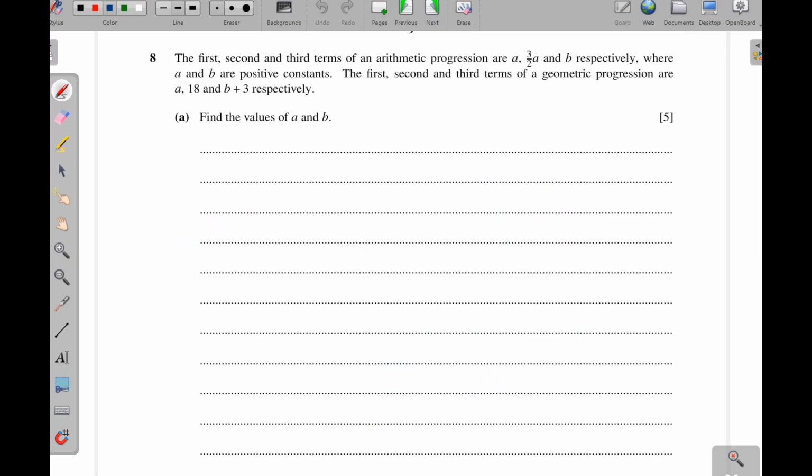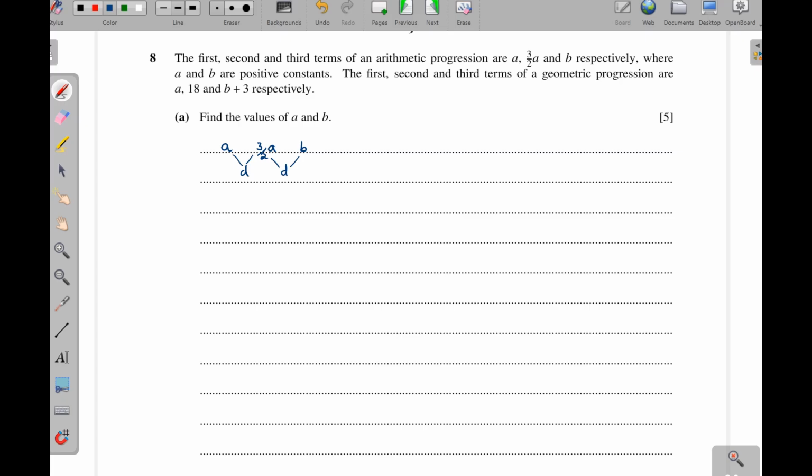Question 8 is coming from series, and in particular, this is arithmetic and geometric progressions. The first, second, and third terms of an AP are A, 3 over 2 of A and B respectively, where A and B are positive constants. Now, if we have A, then 3 over 2 of A as the second term, and the third term is B, then that means there is a common difference in here.